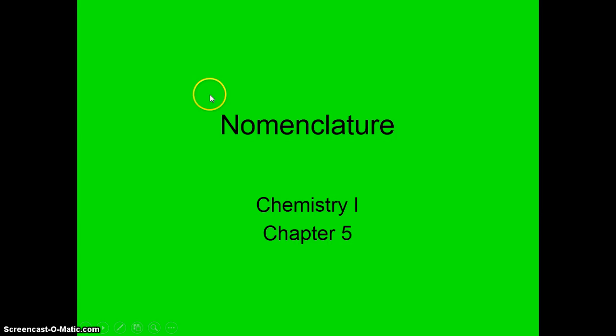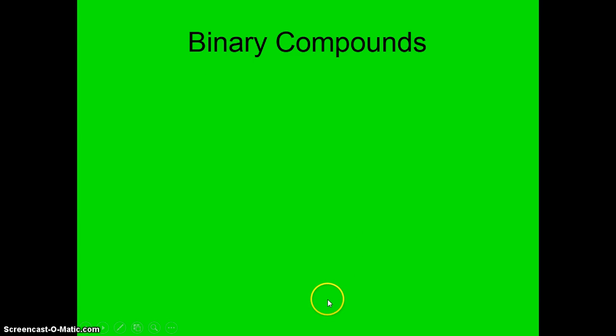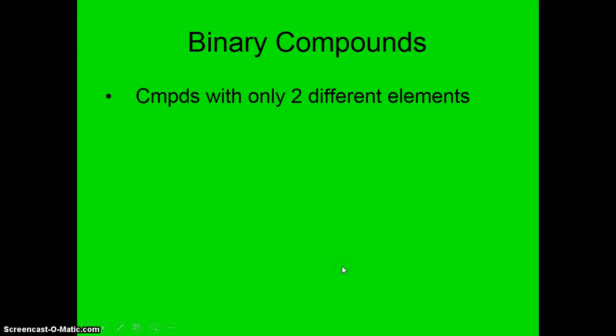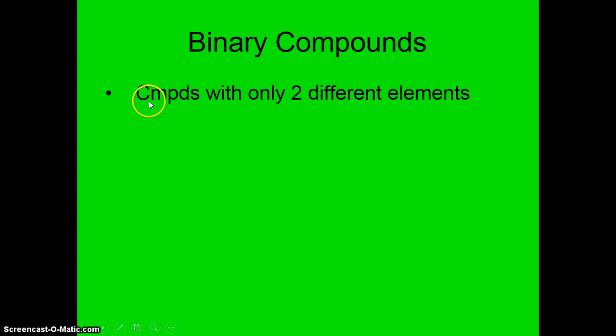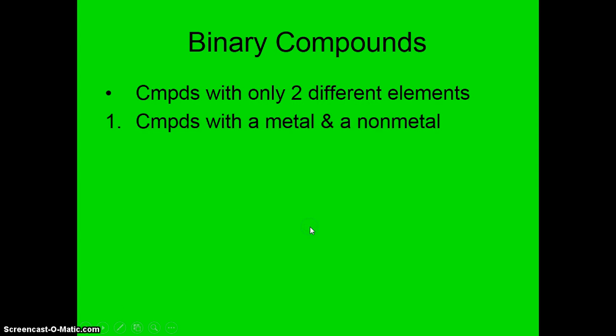We're going to do nomenclature today, which means naming. So this is Chemistry 1, Chapter 5. We're going to take a look at binary compounds. Binary means two. We're going to abbreviate compounds as Cmpds. So compounds with only two different elements is what a binary compound is.